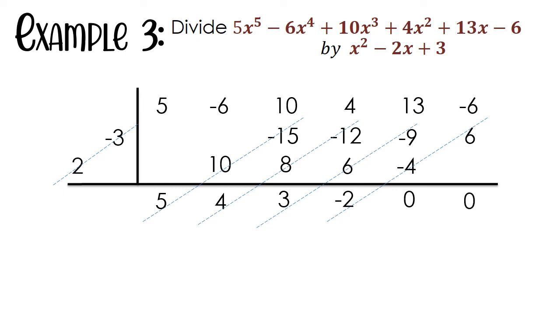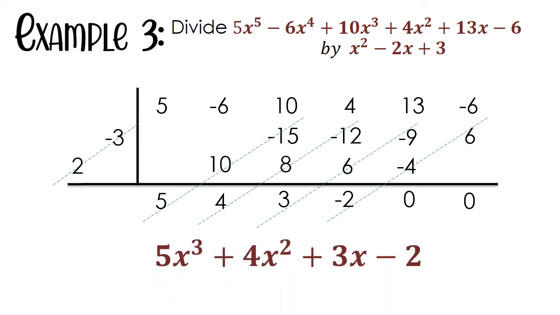Now the degree of our dividend is 5 and the degree of our divisor is 2. Again, subtract. 5 minus 2 is 3, so we'll start with x cubed. Our final answer is 5x cubed plus 4x squared plus 3x minus 2 with a remainder of 0.